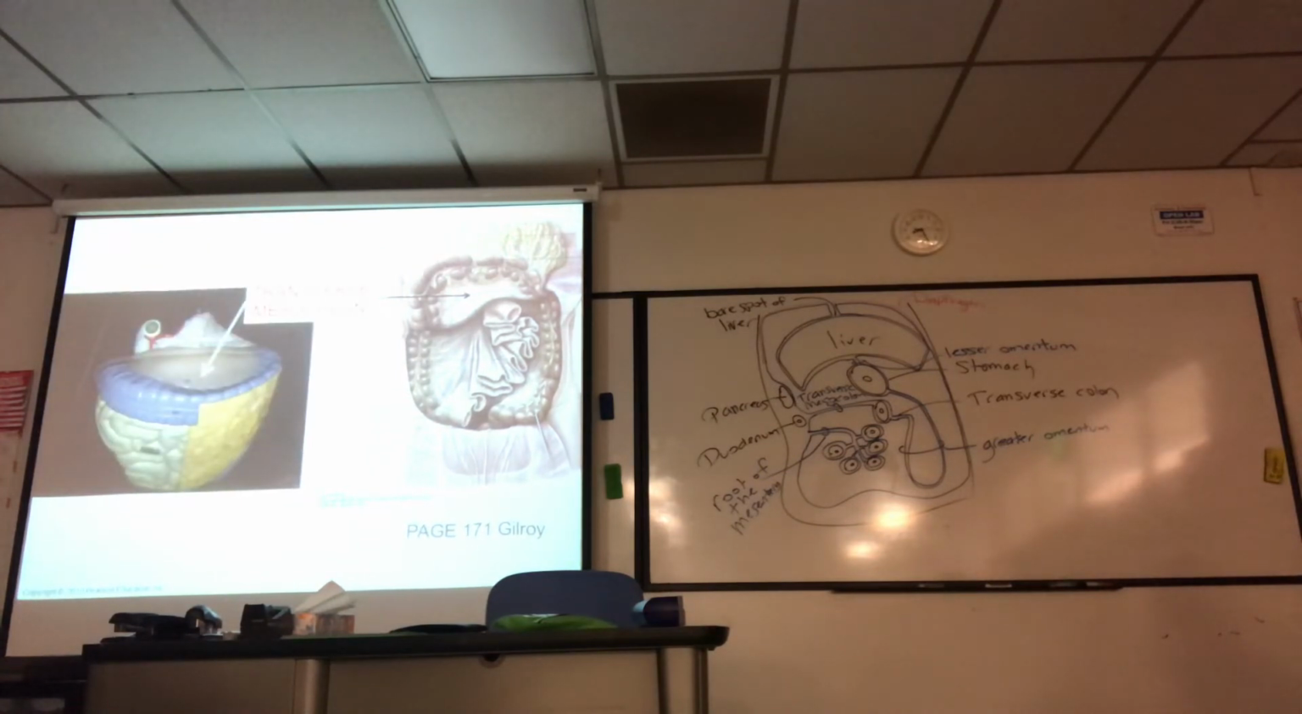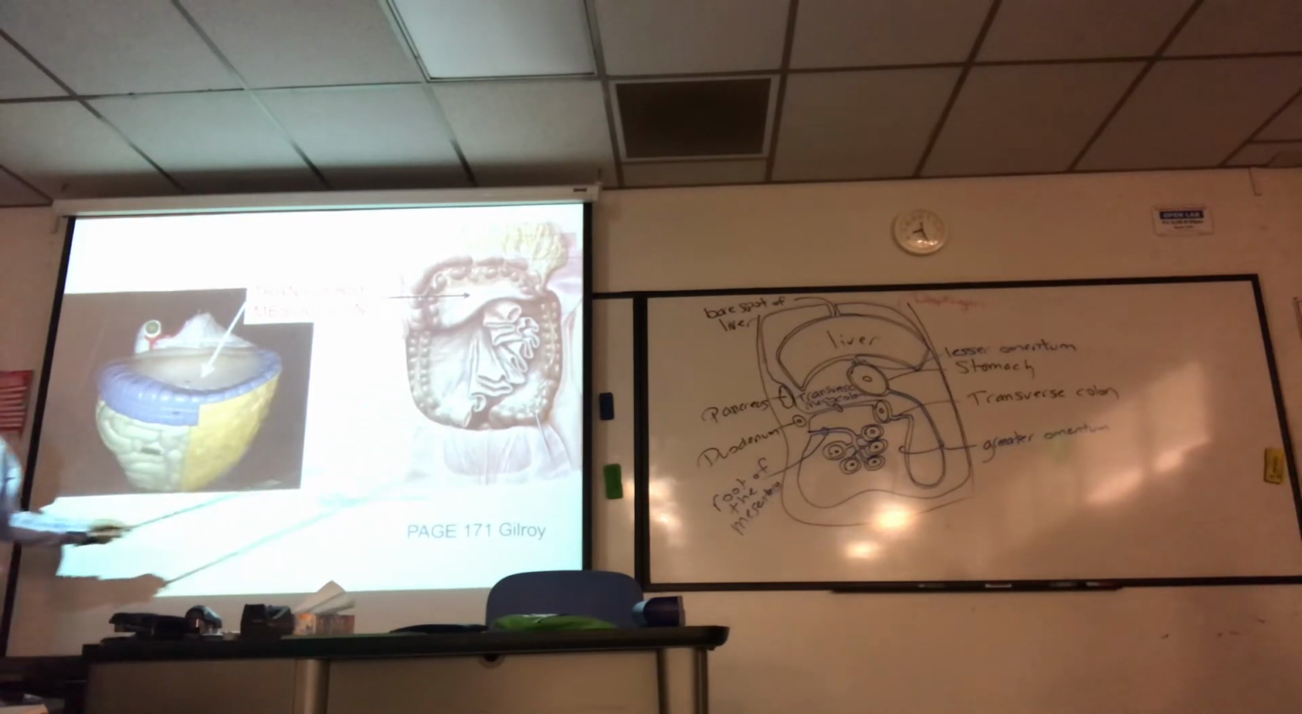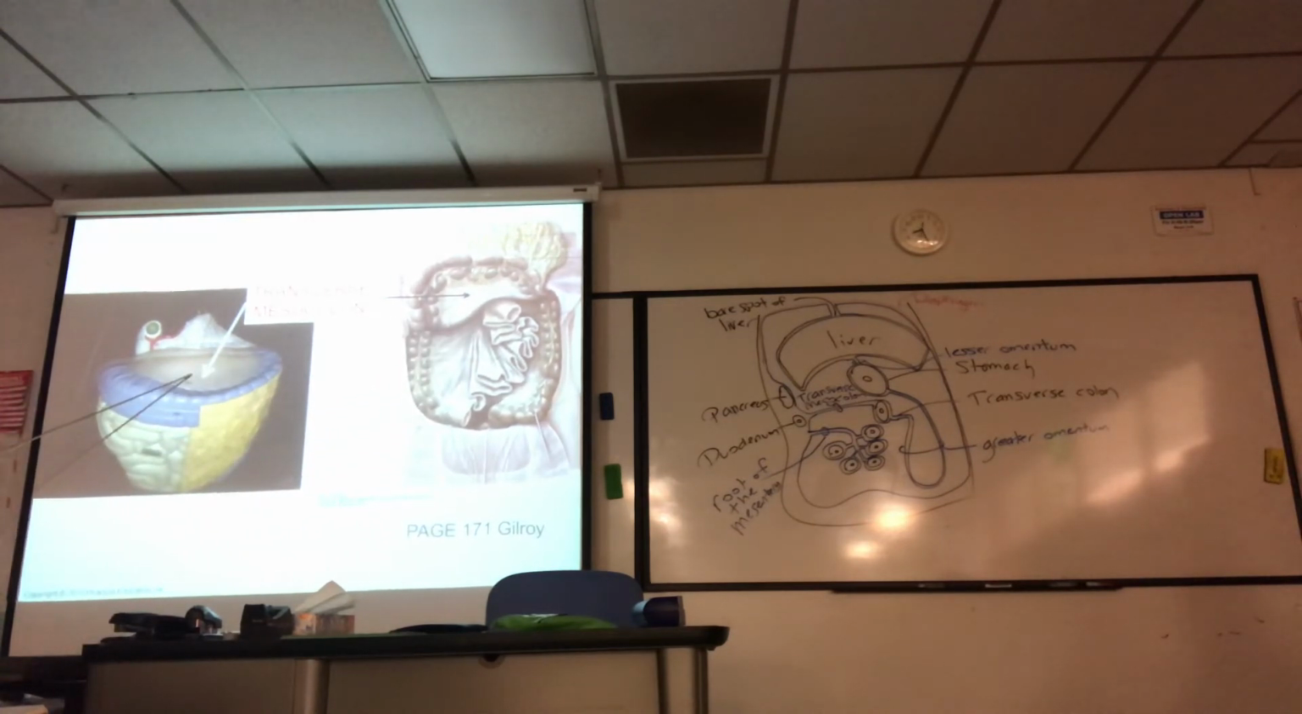So here's a model we have in the room. There's the duodenum, which, along with the pancreas, both are partially retroperitoneal. There's the beginning of the duodenum. There's the end of it. Okay? And there's the transverse mesocolon.